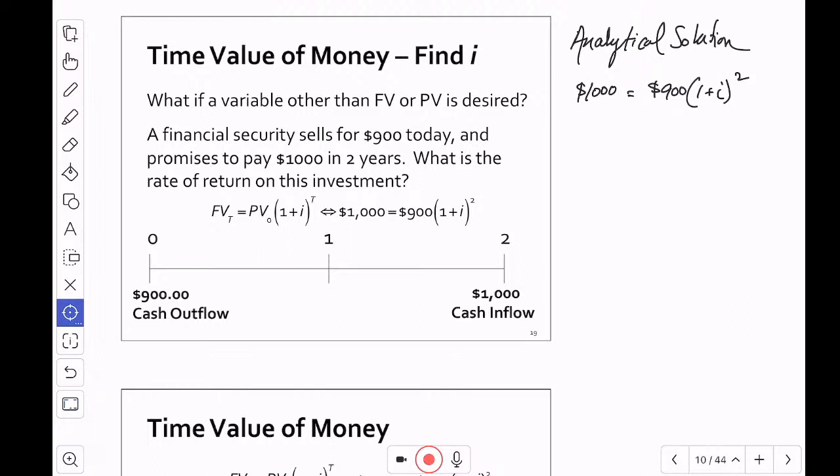So to solve this analytically, isolating for the unknown, I have to do the reverse operation. Since this is squaring on this side and I need to get to the I, the interest rate, I need to do the opposite operation. Since this is multiplying, I need to do the opposite operation. So I'll start with that. We have to do this properly, right? So we take care of multiplication and division first.